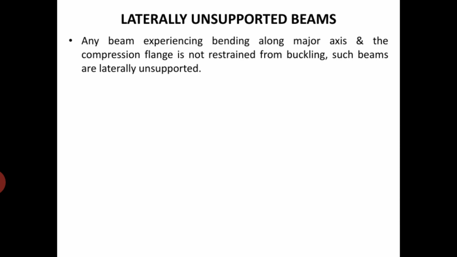Then what are laterally unsupported beams? Any beam experiencing bending along a major axis where the compression flange is not restrained. In the previous case, the compression flange was restrained against lateral buckling. But in this case, the compression flange is not restrained from buckling, and such beams are called laterally unsupported beams. These beams can tilt along the y-axis.